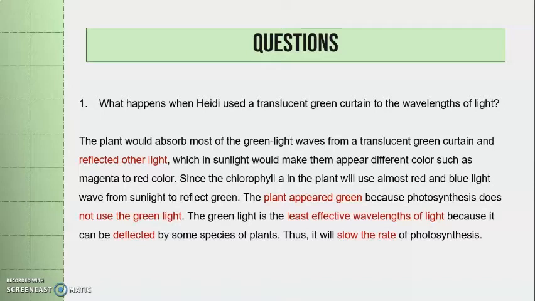Since the chlorophyll A in the plant will almost use red and blue light waves from the sunlight to reflect green, the plant appears green because photosynthesis does not use the green light. The green light is the least effective wavelength of light because it can be deflected by some species of plants. Thus, it will slow the rate of photosynthesis.